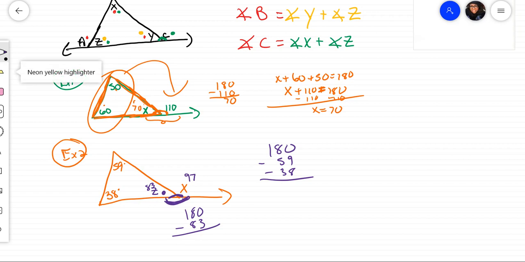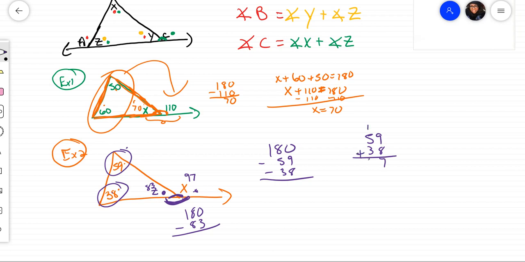Now, the other option, if you used the remote exterior angle theorem, would just have been to add these two up, because the remote exterior angle theorem says that this exterior angle is equal to the two remote interiors. So you could have just done 59 plus 38. Add these up. 7 carry the 1. It's 97. So it saves you some time. Is it a necessary time saver? No. But again, it is probably going to make your life a little easier.